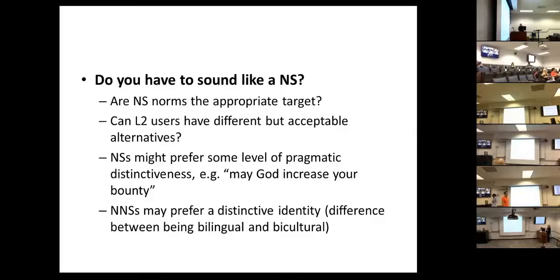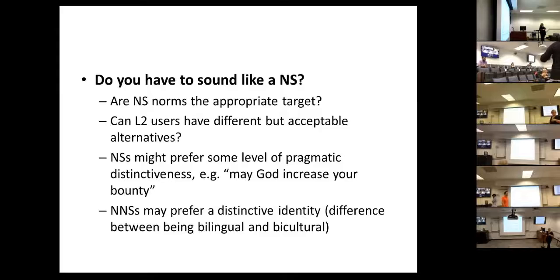So another basic question is, do you have to sound like a native speaker? Are native speaker norms the appropriate target? Or can L2 users have a different but acceptable alternative? And that's interesting. It's kind of the most similar thing is like swearing, right? So using bad language in a second language.